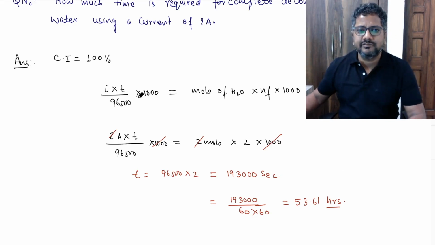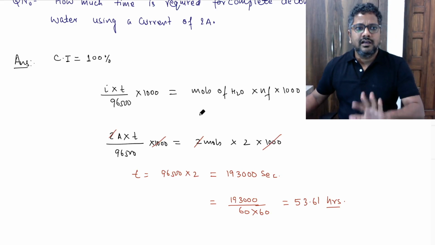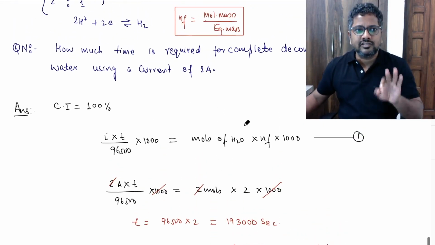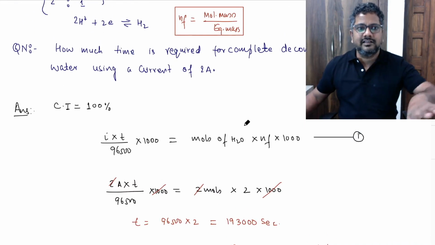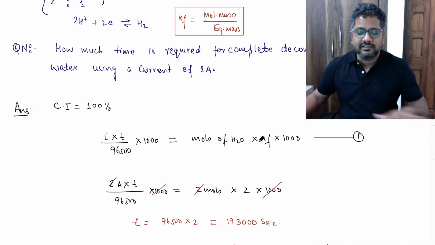Very simple question, because this formula is so accurate and such a shortcut that if you see the solution in other books, you will find such long calculations. This is not required here, right?